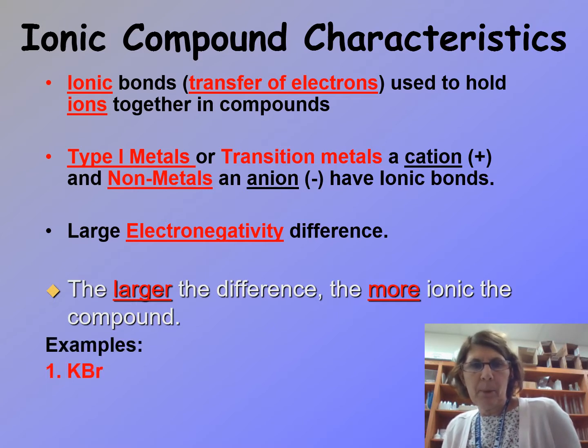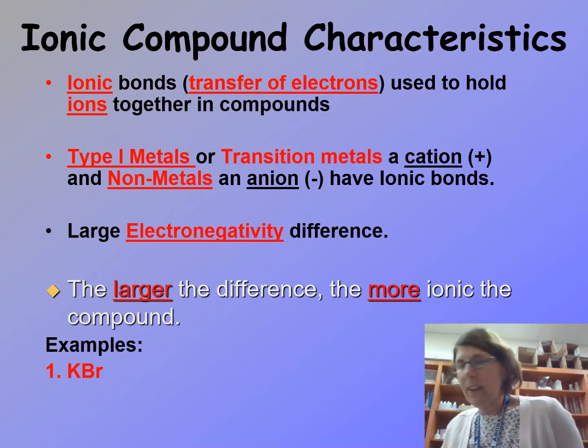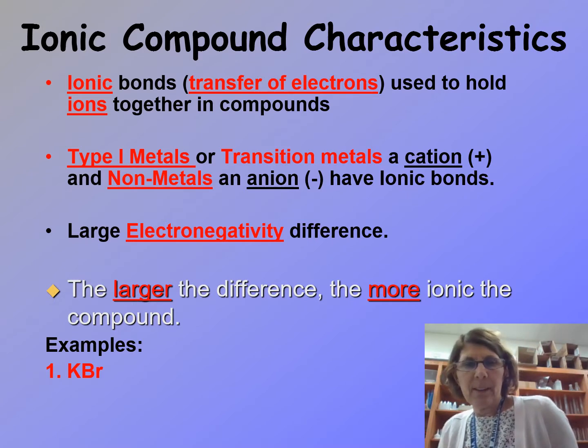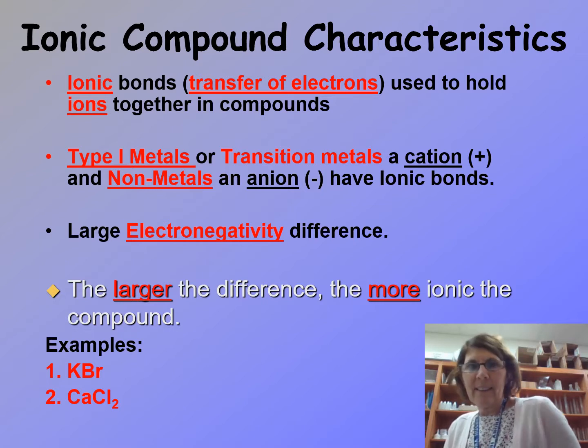So some examples of ionic bonds are potassium bromide. They're on opposite sides of the periodic table. Calcium chloride, also, maybe not as ionic, but it's still an ionic bond because it's a metal and a nonmetal. Transition metals and nonmetals also make ionic bonds. So if cobalt was hooked up with chloride, that's considered an ionic bond, but there's not as big of an electronegativity difference.